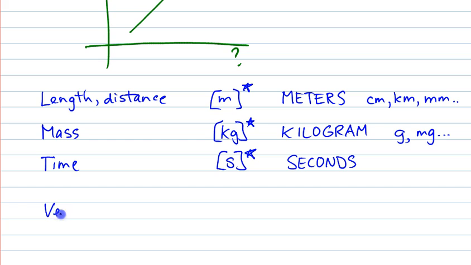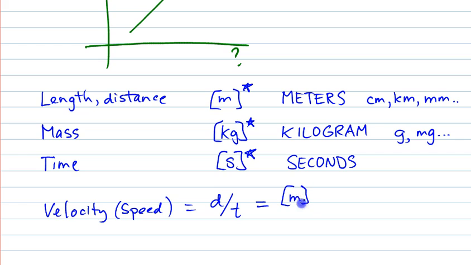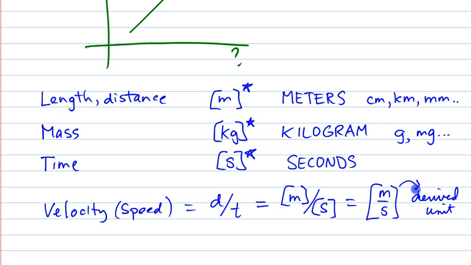For example, if we wanted to describe velocity or speed, that's simply distance divided by time. So that would be units of distance divided by units of time, meters over seconds, so meters per second. And this is a so-called derived unit. Why is it derived? Because it came from two others: it came from meters and seconds.